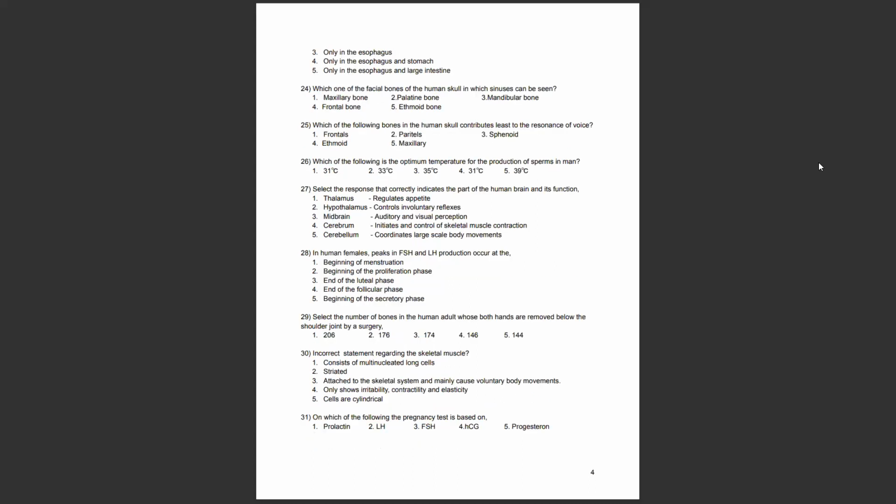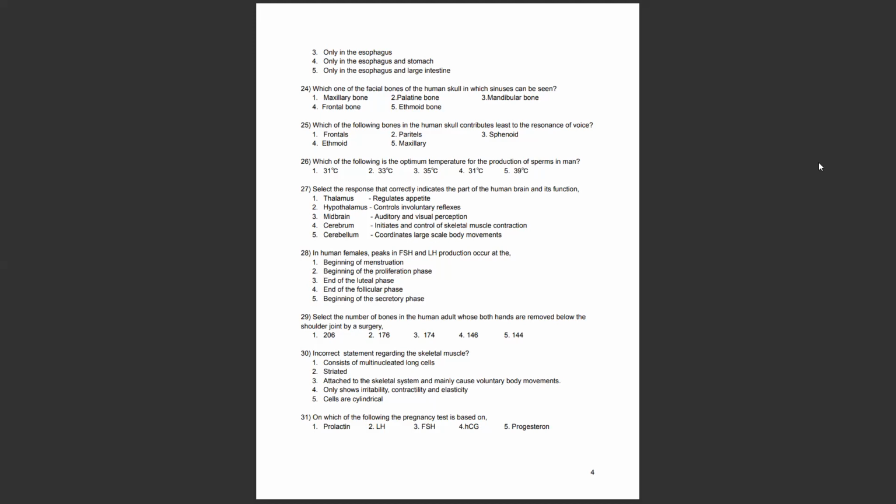Then, question number 26. Which of the following is the optimum temperature for the production of sperms in man? Now, what is the normal body temperature? The same answer is given two times, in both the first answer and the fourth answer. They have given 31. Yes, 37 is the normal body temperature. Now, to produce fertile sperms, the temperature of the testes should be lower than the core body temperature, right?